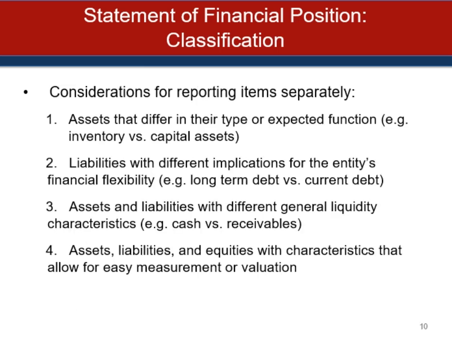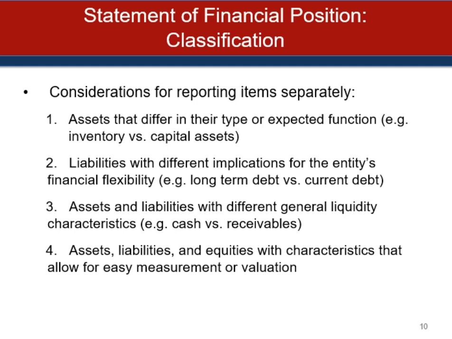Other considerations for reporting on the statement of financial position would include the type or function of the relative asset or liability, for that matter. So classification in financial statements helps analysts by grouping items with similar characteristics and separating items with different characteristics. For example, the assets that differ in their type or function. So merchandise inventory is separated from property, plant, and equipment, for example.